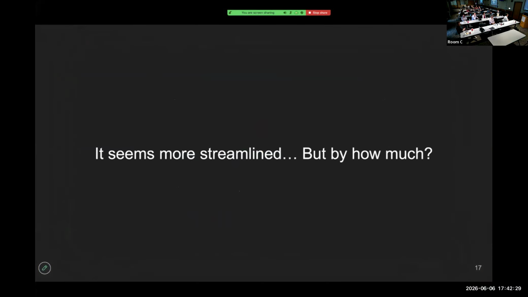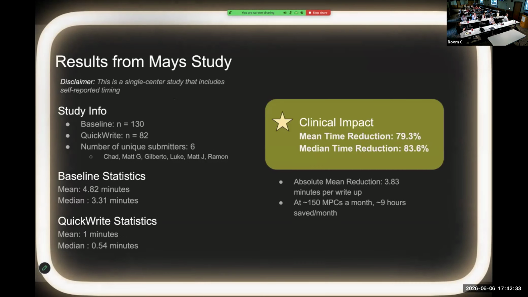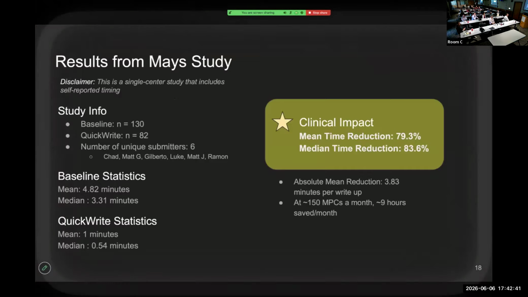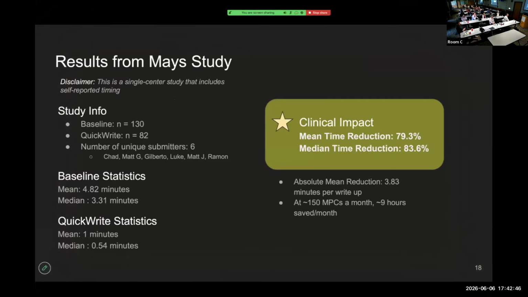So it seems more streamlined, but by how much? At our clinic, we saw a mean time reduction of 79.3% and a median time reduction of 83.6%. On average, we were saving around 9 hours every single month, and across the year, that's over 100 hours that we were saving.